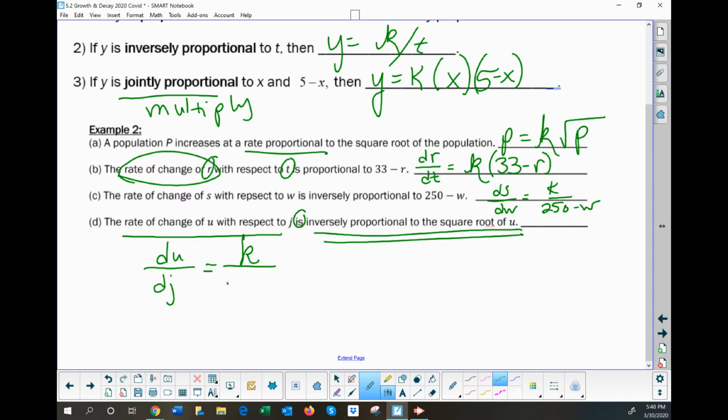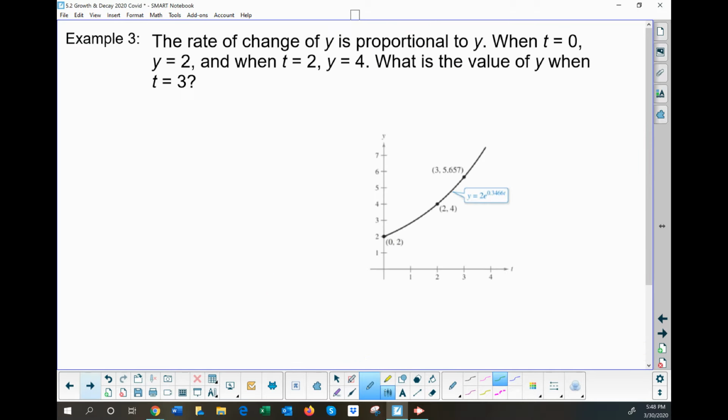So being able to read phrases and write them out so that we can go to the next step is often a skill you need on the AP exam.